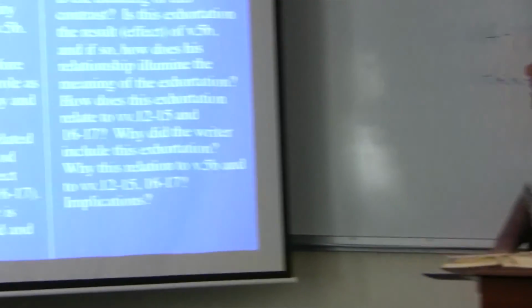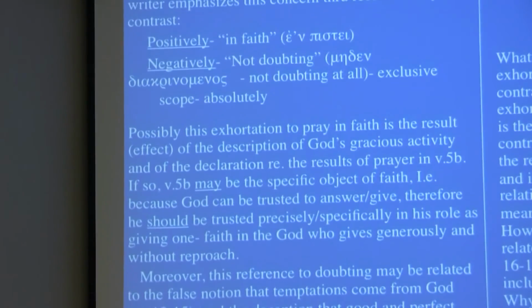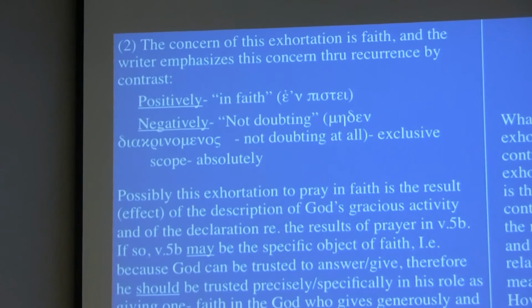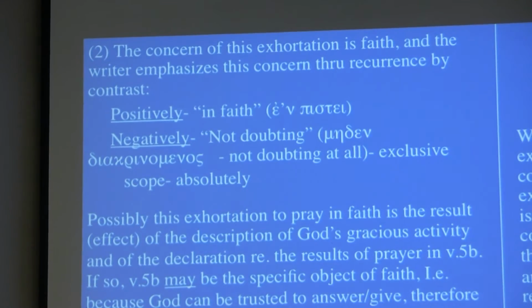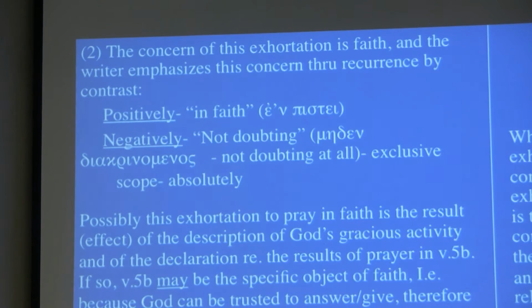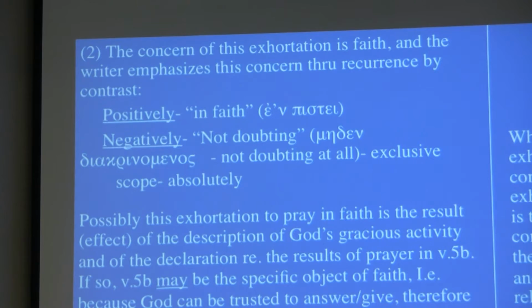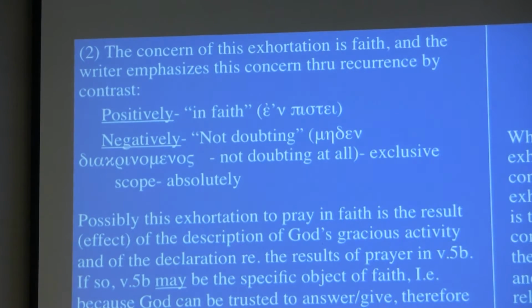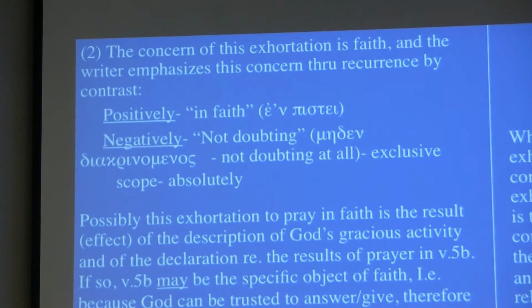Now, the concern of this exhortation is faith, and the writer emphasizes this concern through recurrence by contrast. Positively, he says, let him ask in faith, and then negatively, not doubting. The contrast is between the positive and the negative, in faith and not doubting. Of course, in faith and not doubting really amounts to the same thing, so you have a recurrence of that idea. He goes on to say, not doubting at all, exclusive scope, without any doubt, no hint of doubt.